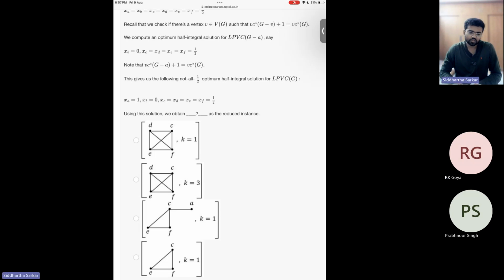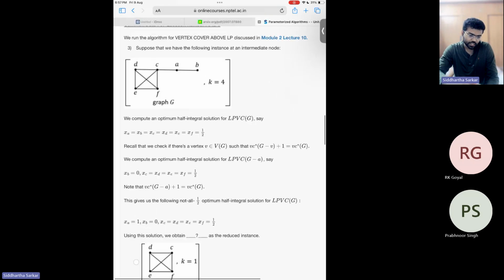Okay. So what this k here is: k is equal to 1 and k is equal to 3. So k is the size of the vertex cover. Now, how many variables have you set to 1? Only one variable you have set to 1. So you have the liberty.